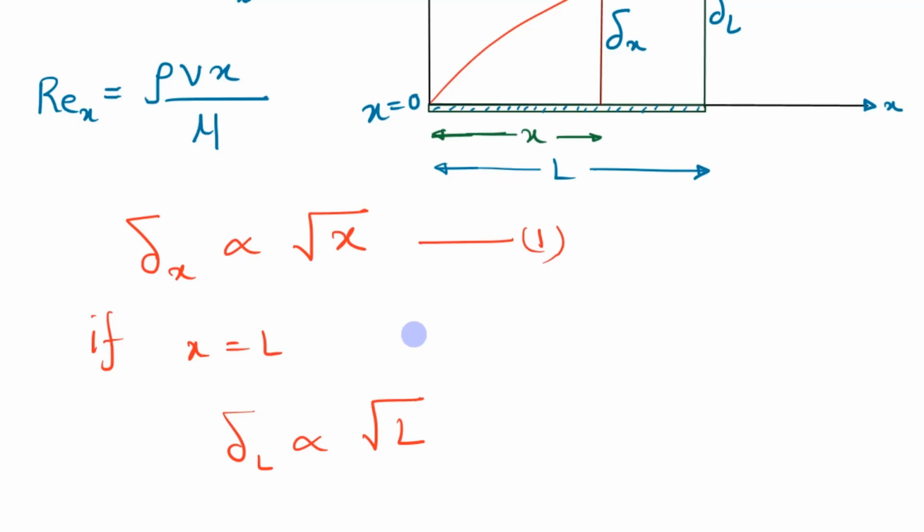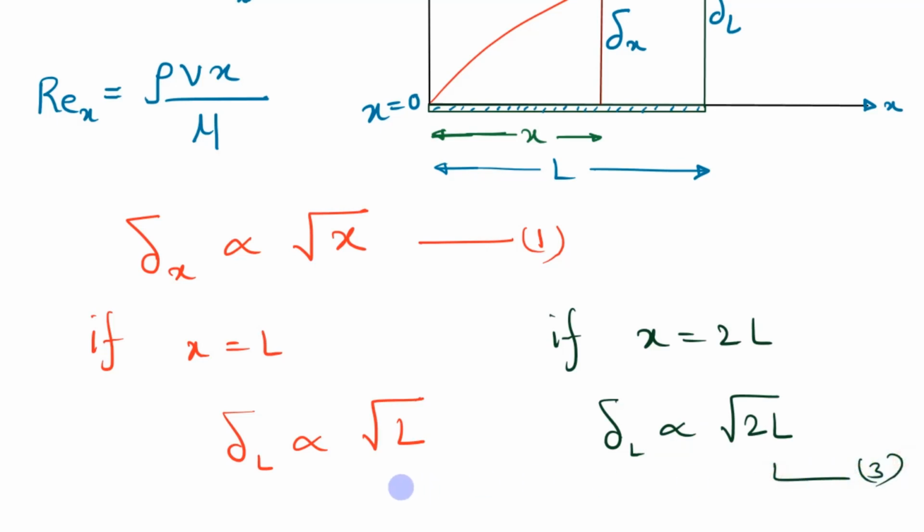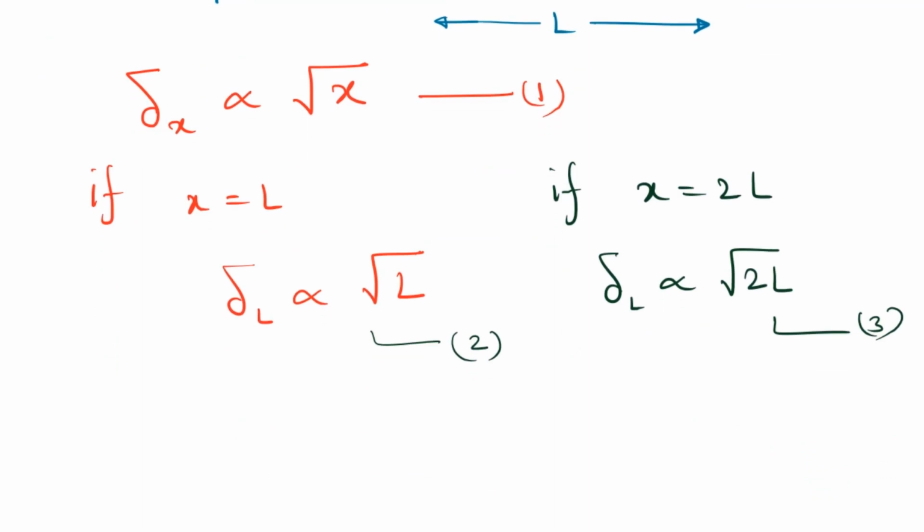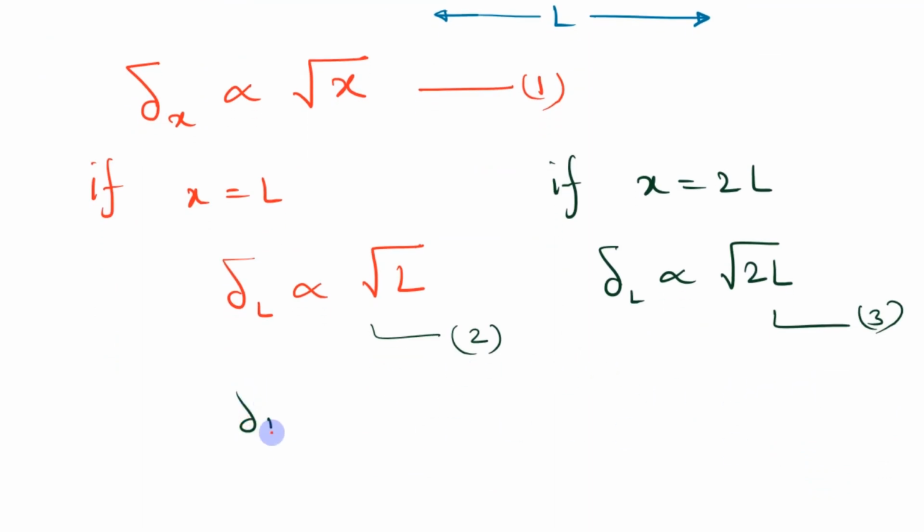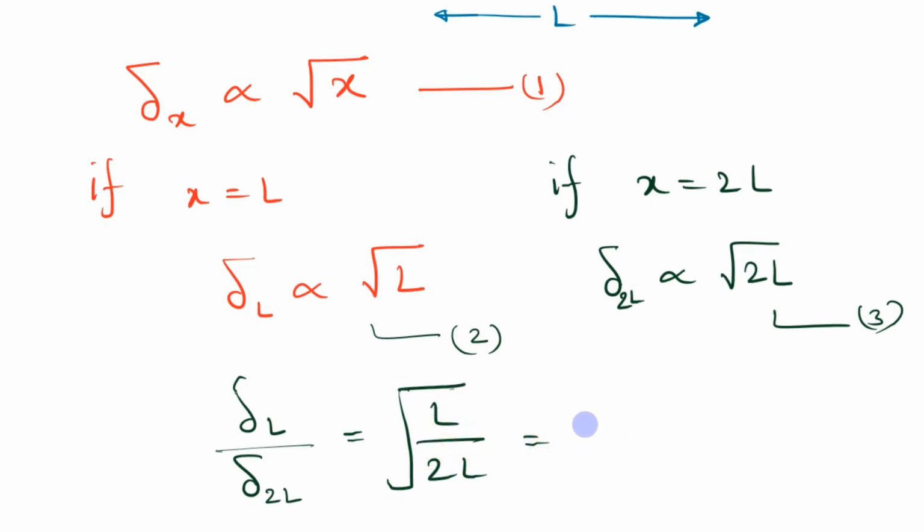Now in the problem it's given that the length becomes twice the original length. According to the problem, if x is equal to 2L, then delta 2L will be proportional to the square root of 2 times L. Let's say this is equation number 3 and the earlier one is equation number 2. If we take the ratio of equation number 2 and 3, we will get delta L, that means the boundary layer thickness at length L, divided by delta 2L, the thickness for the second plate, equal to the square root of L by 2L, that is 1 by square root of 2. Let's say this is equation number 4.